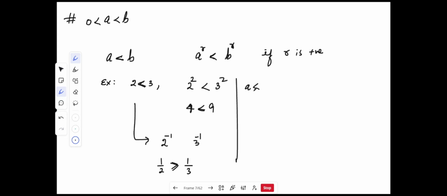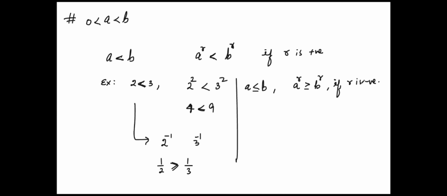It means if a is less than or equal to b, then a to power r is greater than or equal to b to power r if r is negative. So this is a very important result in elementary operations or properties of inequality. A few more are there, but those are not that important.